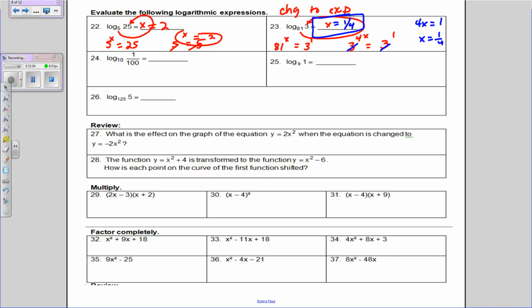Okay, for 24, write an x in the blank. I'm going to circle around, rewrite it as an exponent, and then evaluate. Find like bases and solve. So we have 10 to the x equals 1 over 100. Well, first I see I can rewrite 100 as 10 squared, and I want to move it up, so I'm going to make it 10 to the negative 2, so it moves up. So I have 10 to the x is equal to 10 to the negative 2. Now we have like bases, we can cancel them and solve. So x is negative 2.